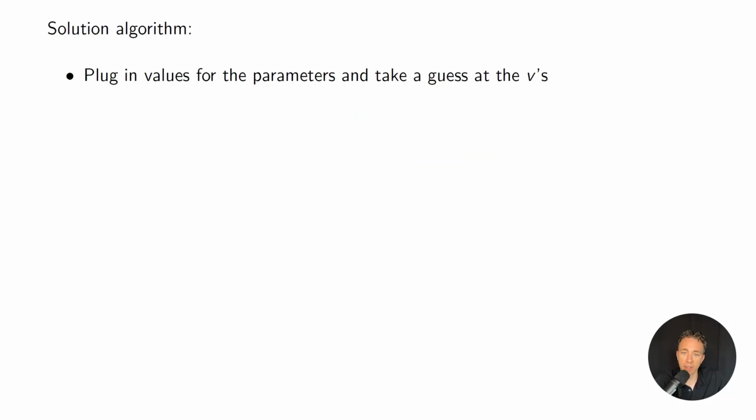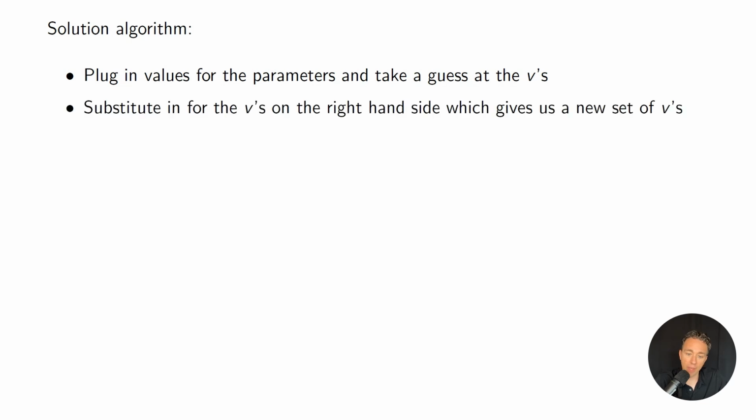Well, we're going to plug in values for the parameters, the alphas or the betas or the gammas, and we're going to guess what the v's might be. And then we're going to substitute in for the v's on the right-hand side, which is going to give us a new set of left-hand side v's. And then we're going to just iterate on this until we get convergence in the v's. So what's the best way to substitute in? Well, that's going to be defined by some algorithm that we choose. In much the same way that we don't really think about, well, how do I update the parameter value for my likelihood function in between iterations? It just comes out of the algorithm that we chose to do.